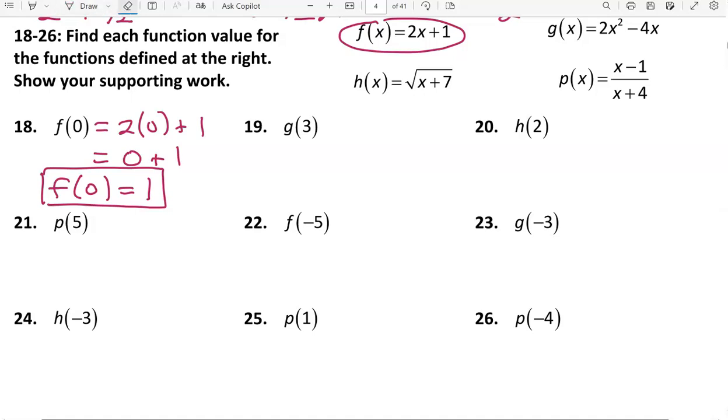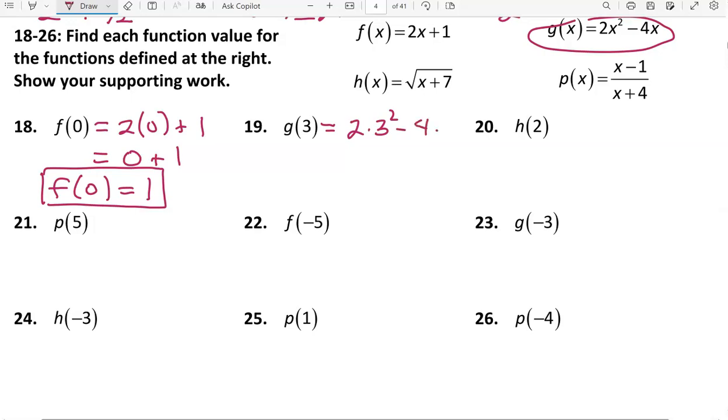g of 3, we'll be working with the function g. So g of x is equal to 2x squared minus 4 times x. So g of 3 is 2 times 3 squared minus 4 times 3. We need to do our exponents first, then multiplication. And so g of 3 is equal to 6.